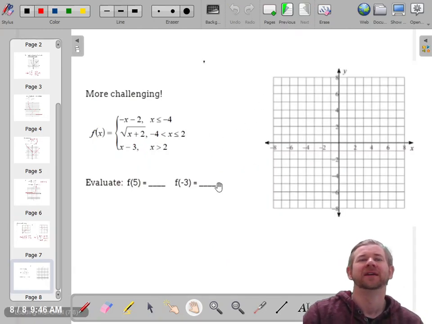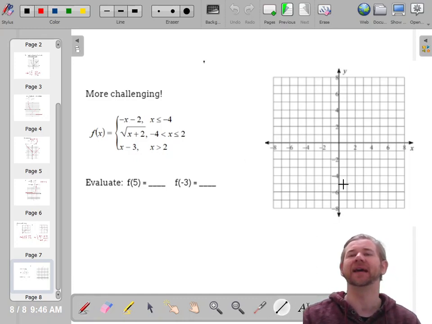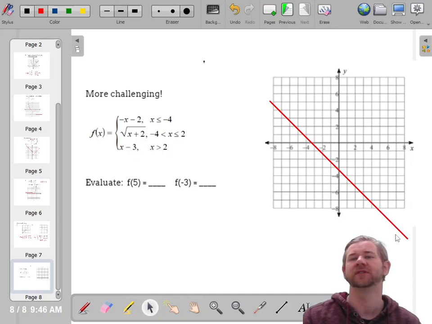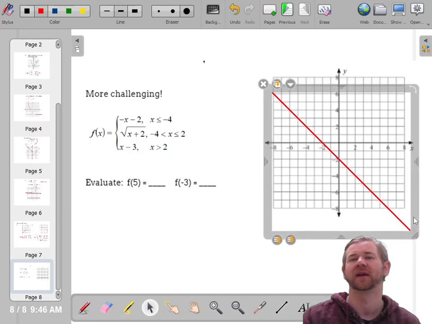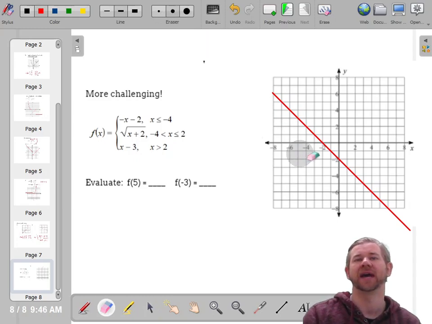One more. Most challenging problem. Okay, so negative x minus 2, that's a line with slope negative 1, and it goes through the y-intercept negative 2. So that's right there. Okay. When do we use it? When x is less than negative 4. So we'll chop that off, and we'll put a closed circle. That's the first piece.